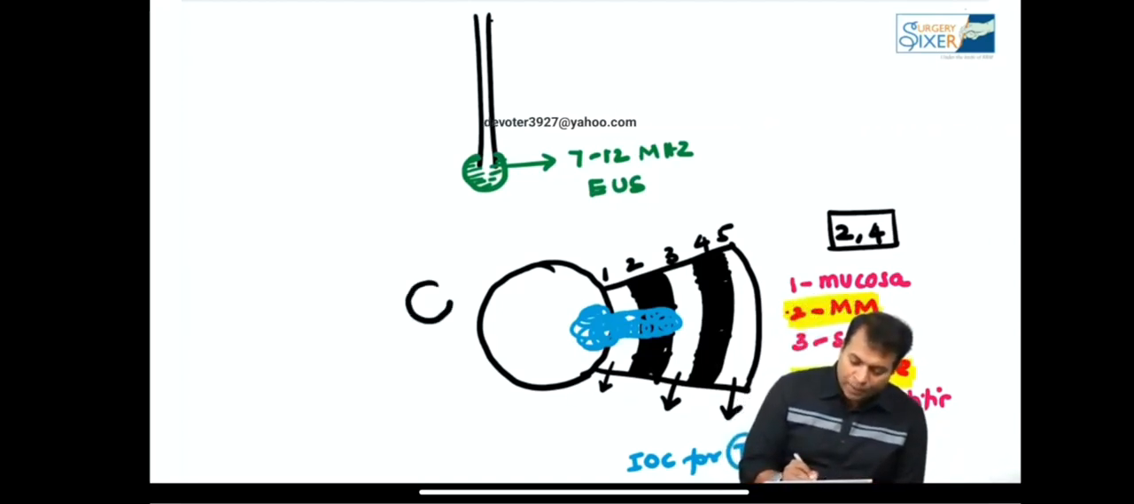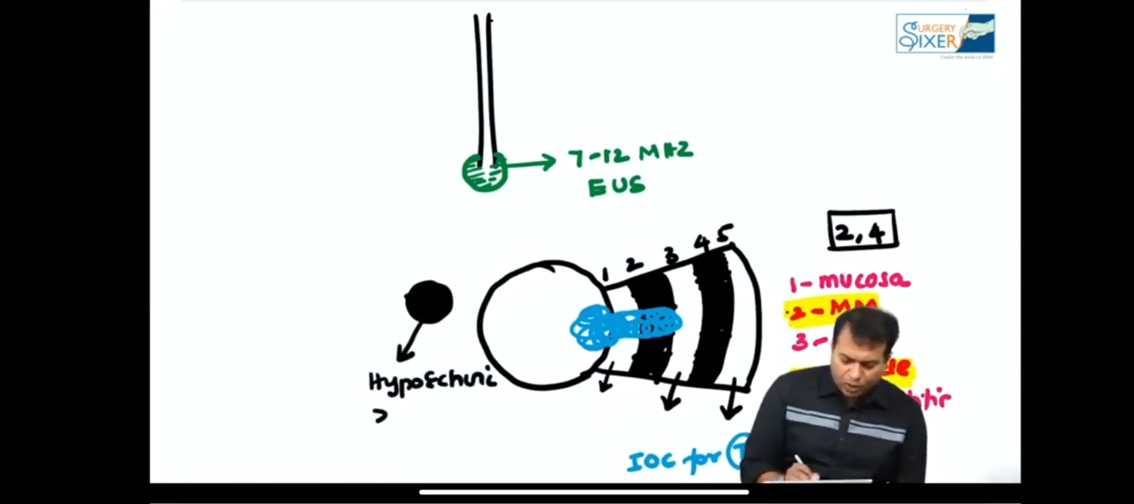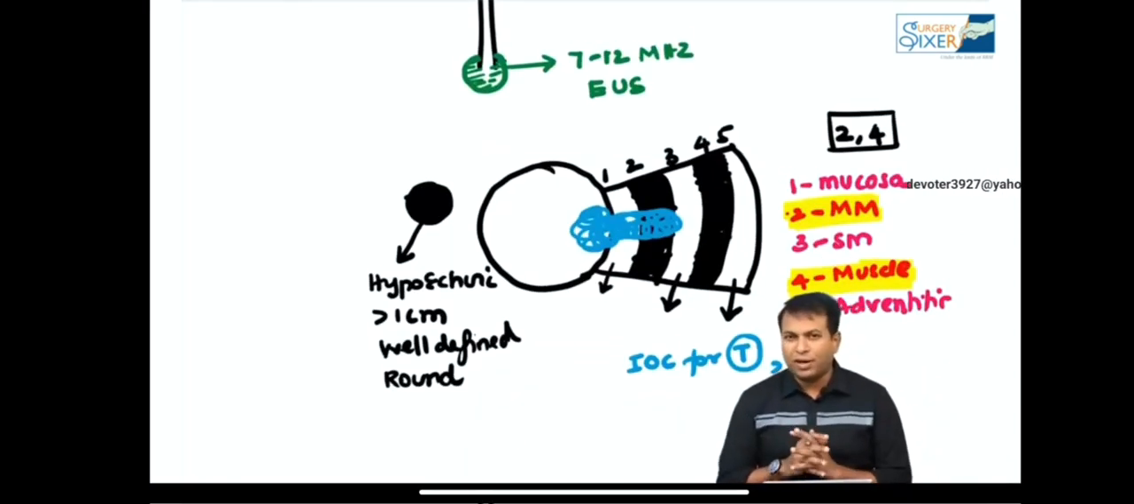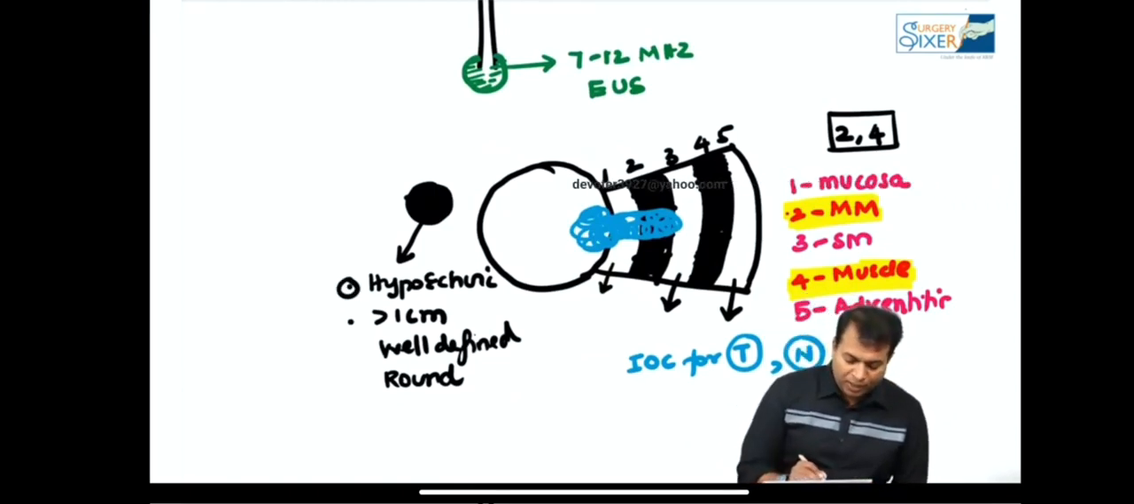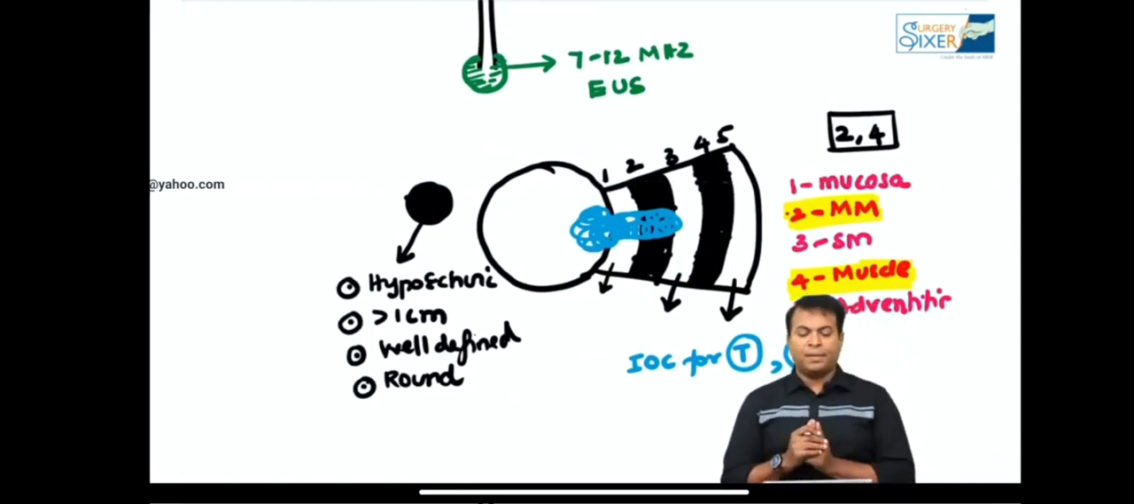If there is a node, what are the features of a metastatic node? It will be hypoechoic, more than 1 centimeter, with a well-defined, round border. This is a common question: the characteristic features of a metastatic node are hypoechoic, more than 1 centimeter, well-defined round border. Please don't forget these points. These are the high-yield points from EUS.